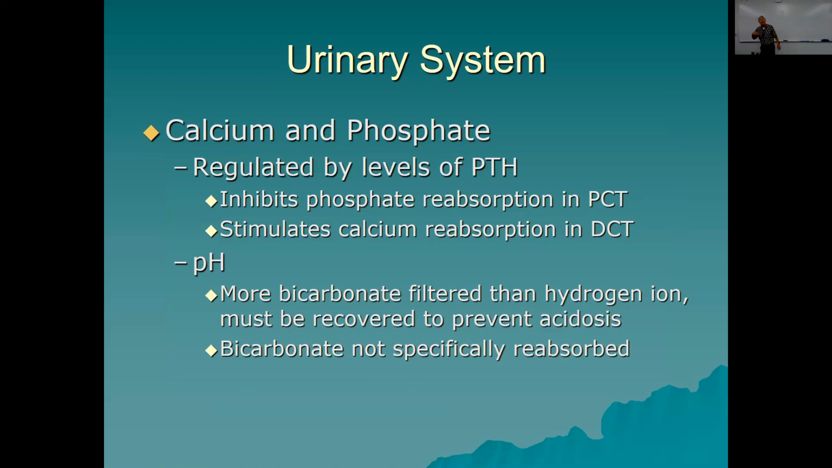Calcium and phosphate. These ions are also regulated, and they're regulated by levels of PTH, parathyroid hormone. It regulates how much calcium and phosphate you lose in urine. And these also go in opposite directions. It's like potassium and sodium. If you reabsorb a lot of calcium, you will lose phosphate. If you don't reabsorb calcium, you will reabsorb phosphate. So like I said, they go in opposite directions also.